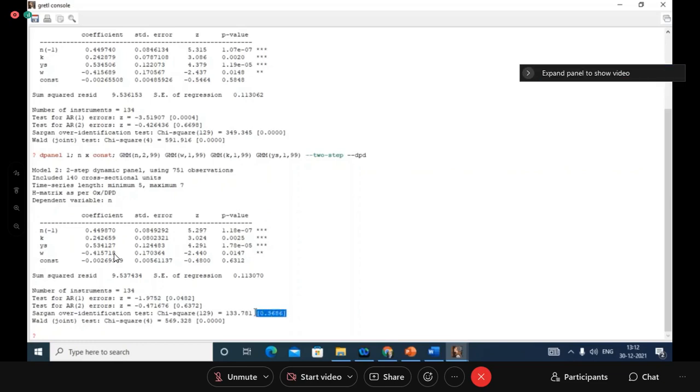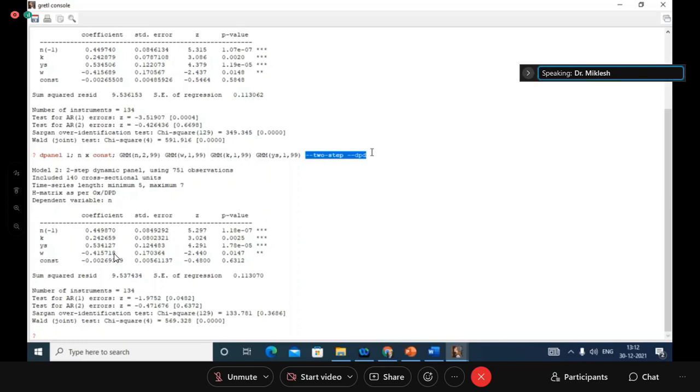What is the meaning? How has this changed? Surprise! Wonderful! Dear participants, have you understood what I'm saying? Yes, sir. It means two-step difference GMM gives you a more robust result than the one step.